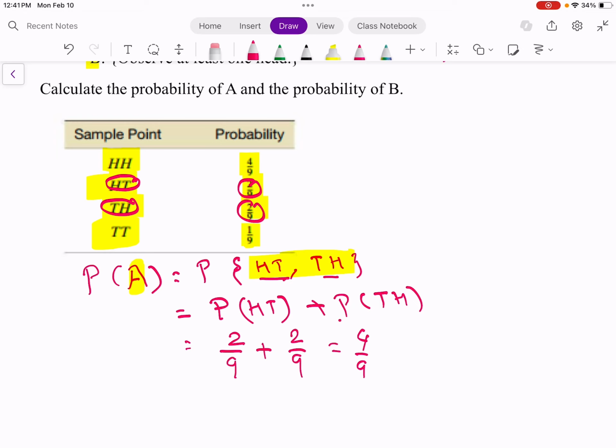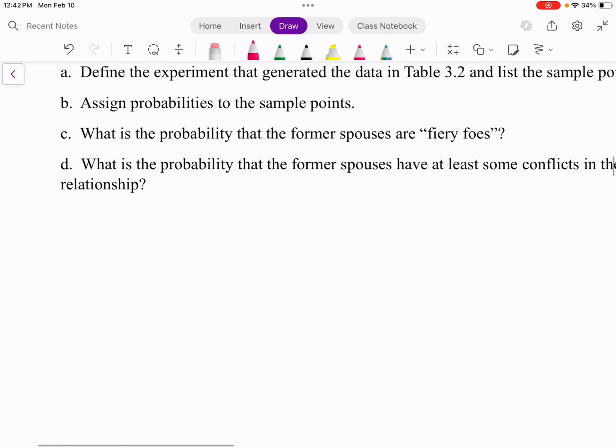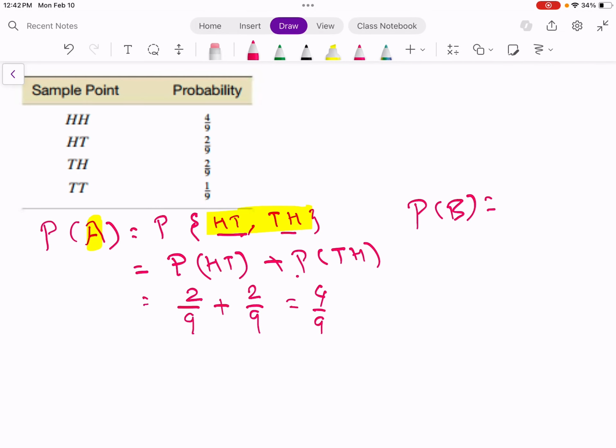Now in a similar way, I want you to find the probability of getting event B. I want you to find P of B. Can you find P of B, the probability of getting event B? And if you need help, let me know, okay? Find the probability of observing at least one head. Does anyone need help here? If you already have an answer, 8/9. Okay. If you have something different from 8/9, let me help you.